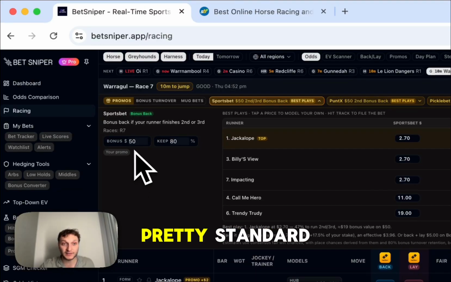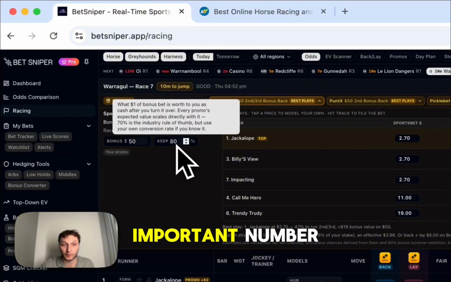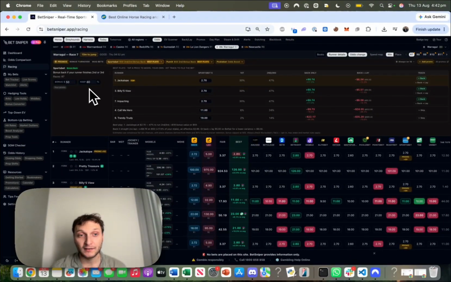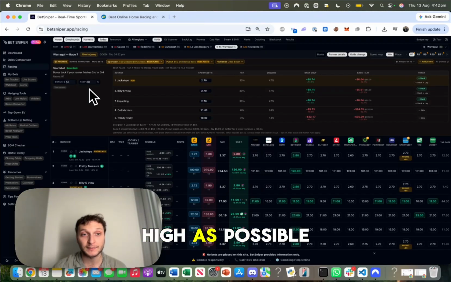So $50 is pretty standard. And then how much of that promo you're going to retain. This is actually quite an important number. We think it's very achievable to get 80% with a bit of patience. The more you can retain of your promotion, the more EV these strategies have. So definitely want to try and aim for as high as possible.